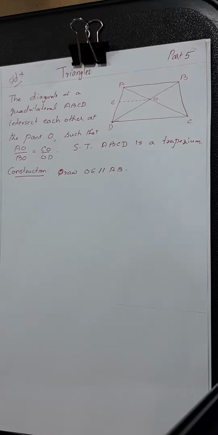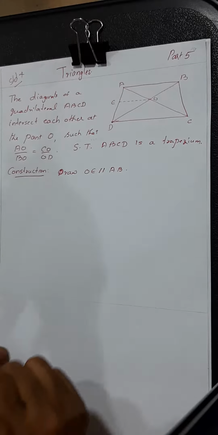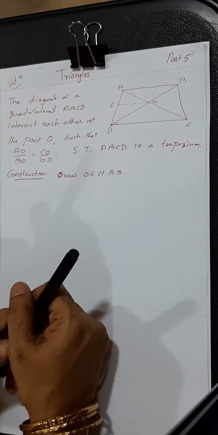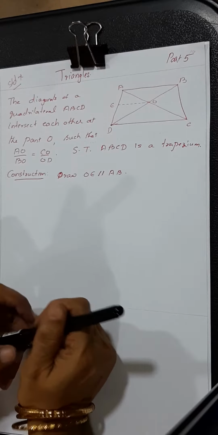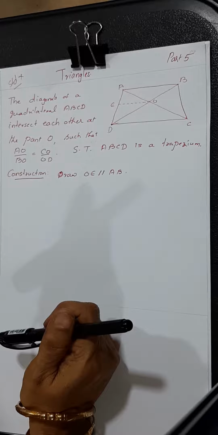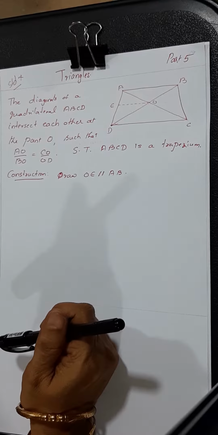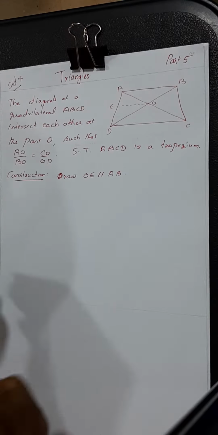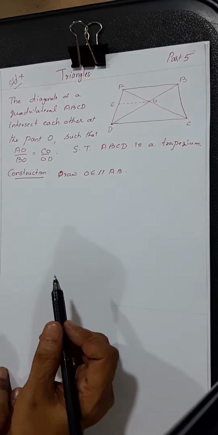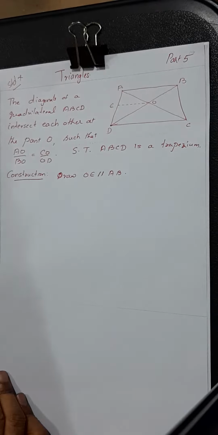The chapter is triangles for standard 10, and this is part 5. In the previous part we were doing problems related to similarity, criterion for similarity. We learned AA similarity, then SSS, SAS and RHS. So we will be continuing with some more problems related to that.